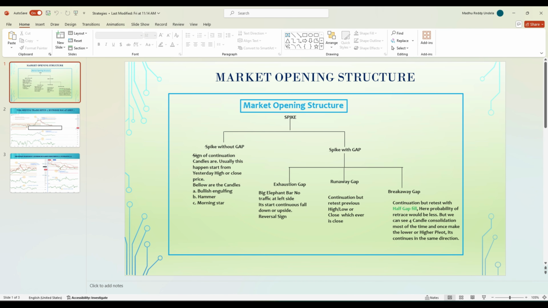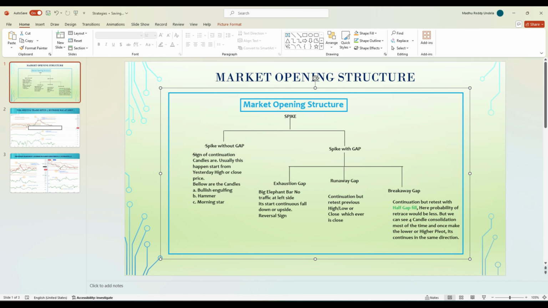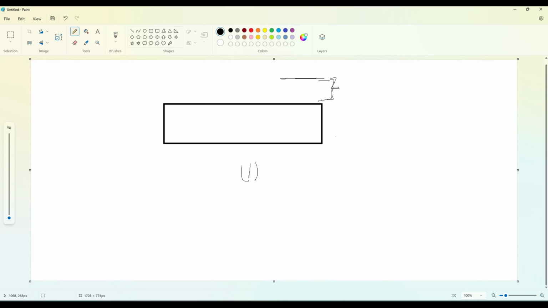Let me take you here. There are multiple kinds of gaps. One is the runaway gap. The second is the breakaway gap, which we normally call a breakout gap. Then there is the exhaustion gap.